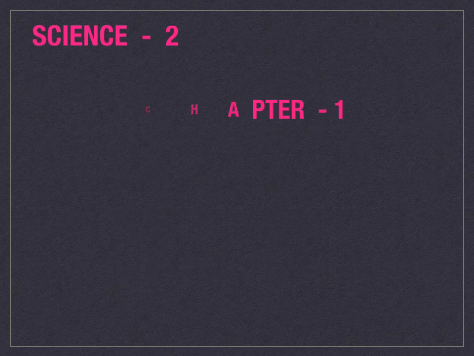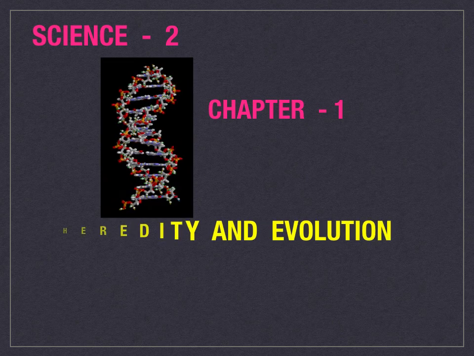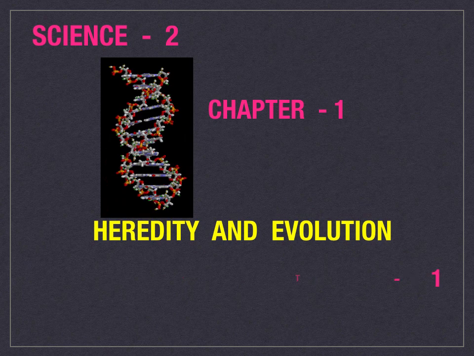Today we are going to study in Science-2 chapter number 1, Heredity and Evolution part 1. Before we begin with our chapter, we shall study about the famous scientists and their contribution.